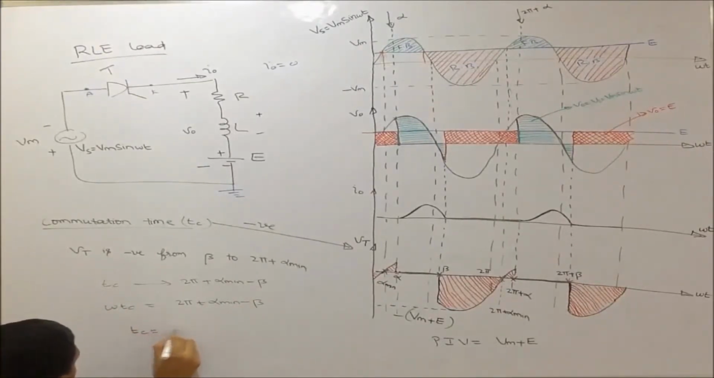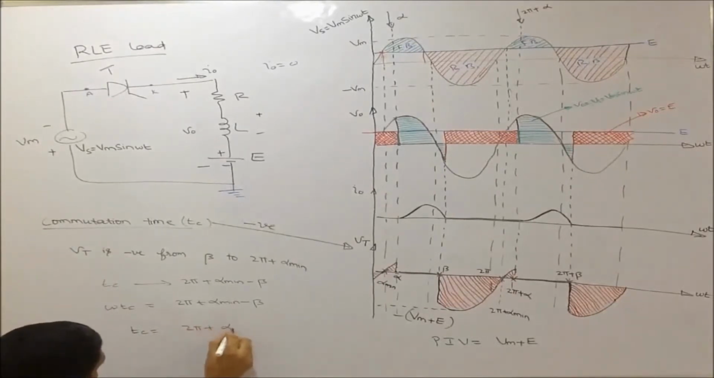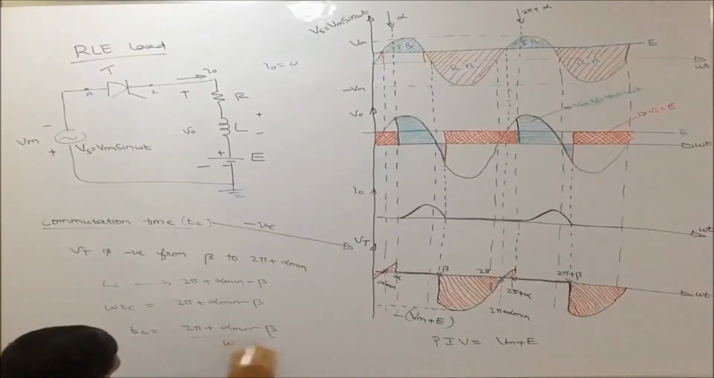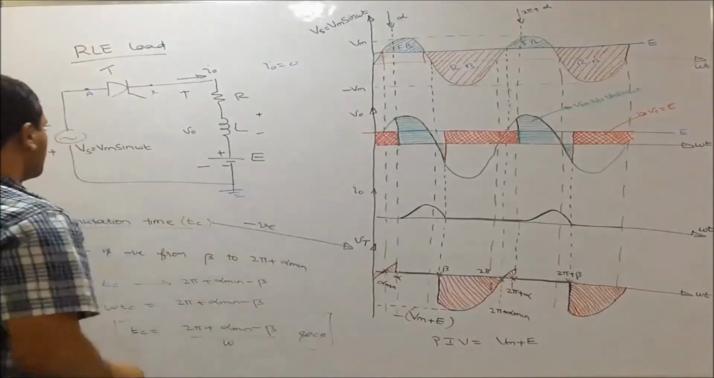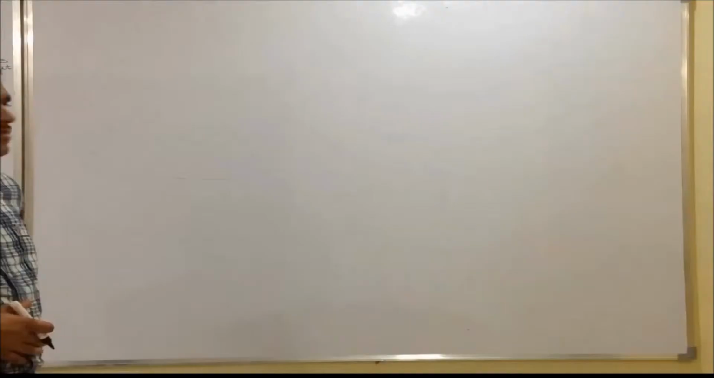Now Tc equal to what? (2 pi plus alpha mu minus beta) by omega. So much seconds. This is the expression for Tc.